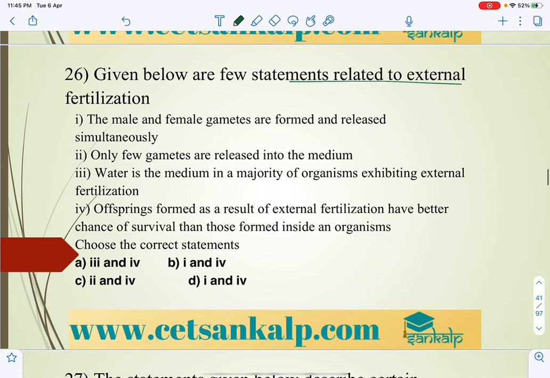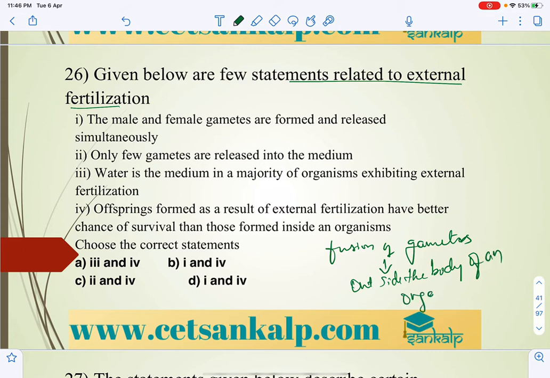Given below are a few statements related to external fertilization. So what exactly is external fertilization? We know that. We'll take up some points related to external fertilization. When external fertilization takes place, as we all know, the fusion of gametes occurs outside the body. Fusion of gametes occurs outside the parental body, or you can say outside the body of an organism.